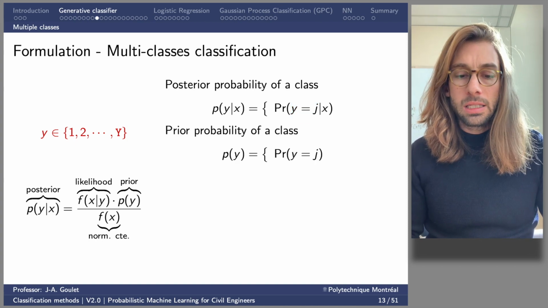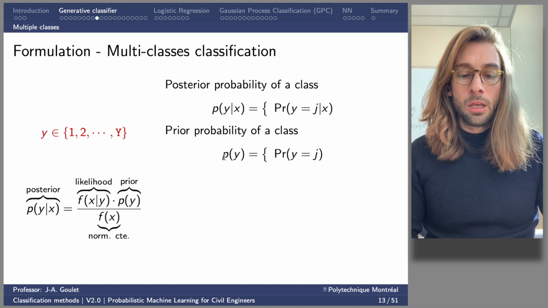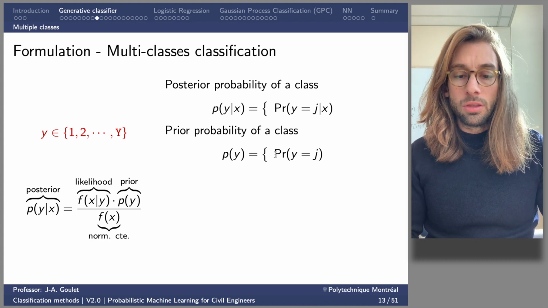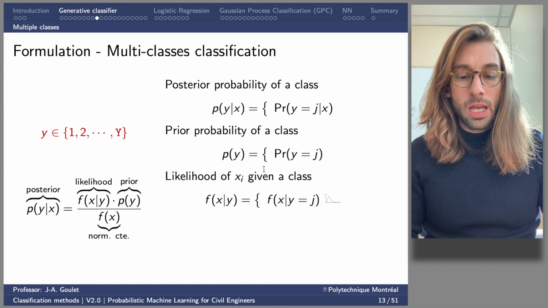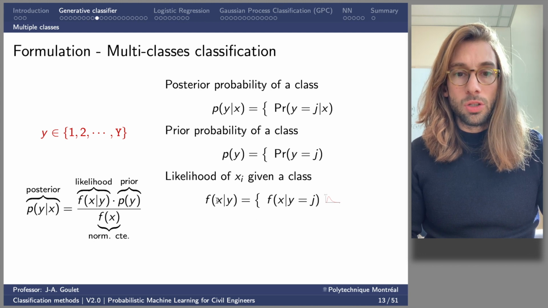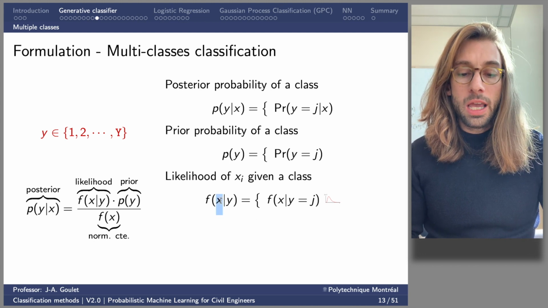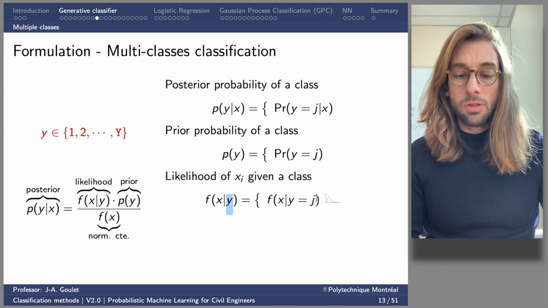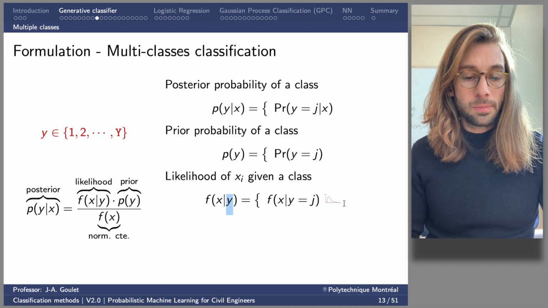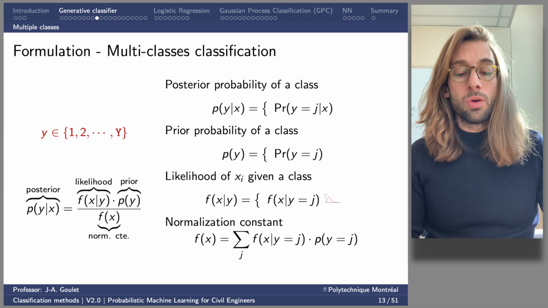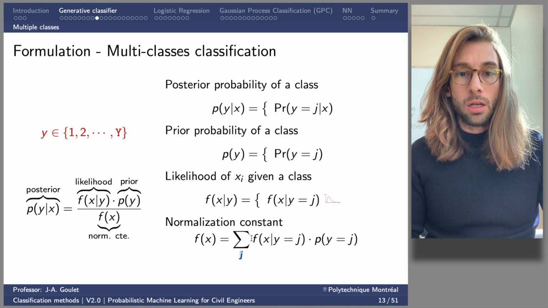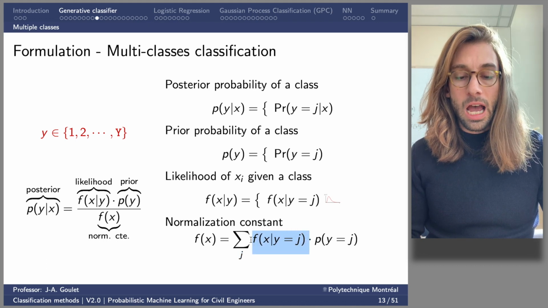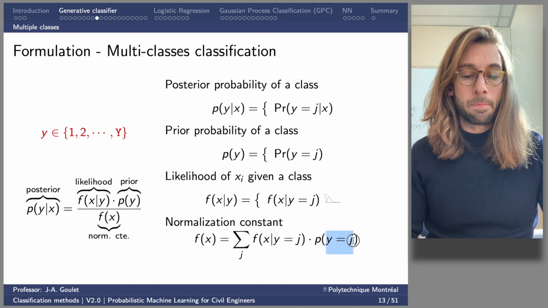The probability of the class is represented, again, by a PMF, a probability mass function, which describes the probability of class y equal j. The likelihood represents the likelihood of observing a given covariate x given a class y equal j. So for each class y equal j, this is a probability density function. And at the end, we have a normalization constant, where we sum over each jth class the product of the joint PDF for my covariate x times the probability of class j.